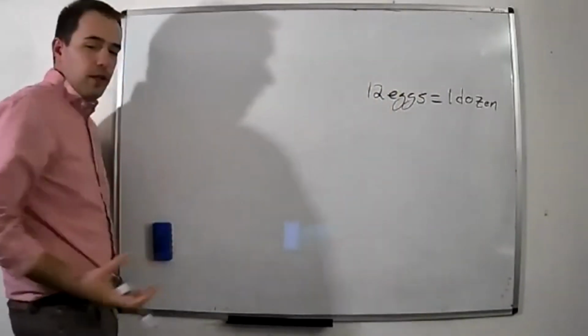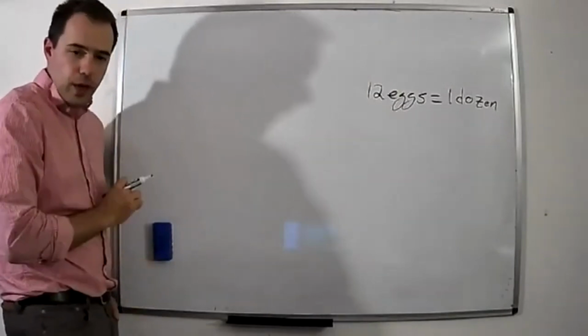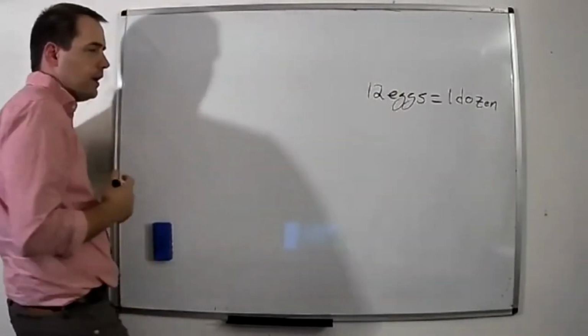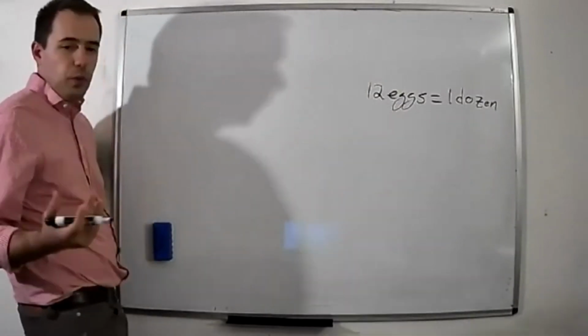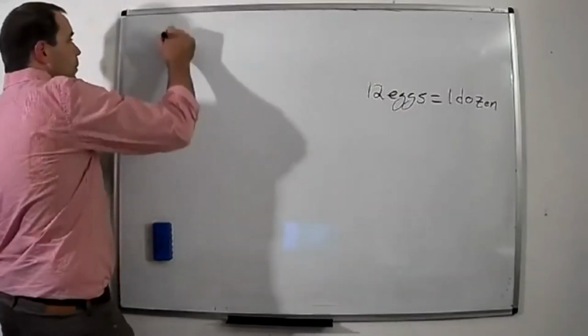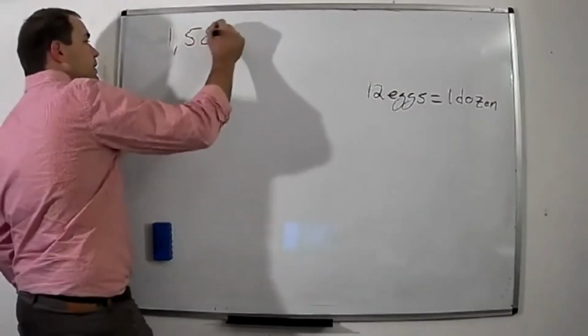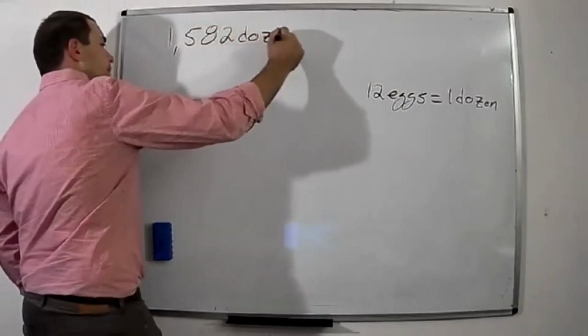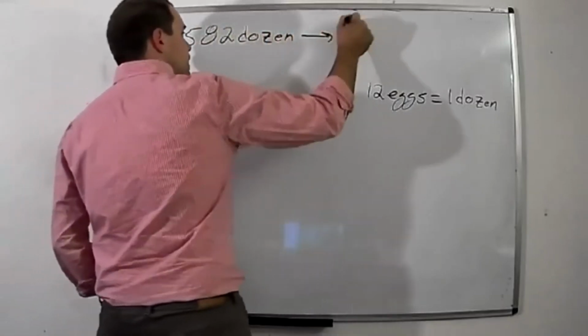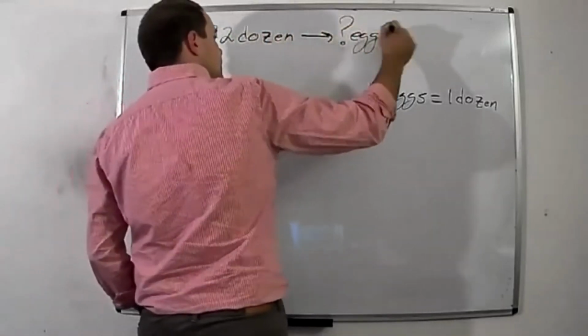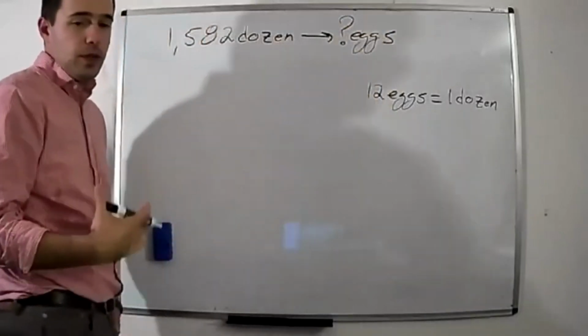Let's go the other way now. So we can, with any conversion factor, go in either direction. Let's say that, I don't know, the day before you gathered 1,582 dozen eggs. How many eggs did you pick up? Go ahead. I want you to try to do that.